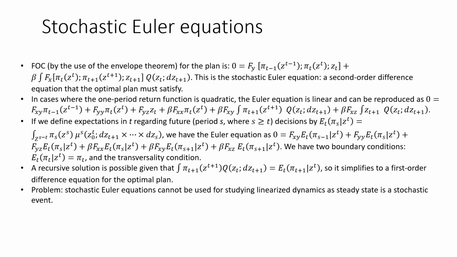The steady state of a system is a stochastic event. So in this sense, the Euler equations cannot be used to study linearized dynamics around the steady state, because in the stochastic case, how shall I put it? We are shooting at a moving target. So the steady state of the system is moving under the effect of the stochastic noise.